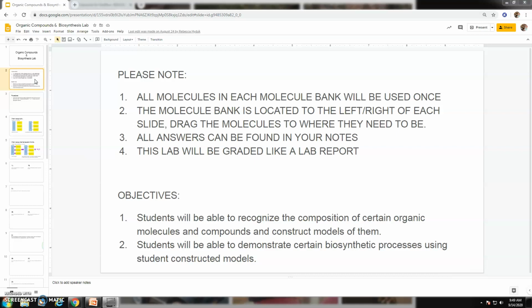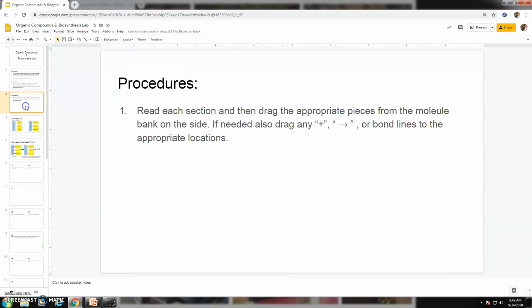Four, this lab will be graded like a lab report, so you will get a lab grade on this. Objectives: students will be able to recognize the composition of certain organic molecules and compounds and construct models of them. Students will be able to demonstrate certain biosynthetic processes using student-constructed models. Procedures: read each section and then drag the appropriate pieces from the molecule bank on the side. If needed, also drag any plus signs, arrows, or bond lines to the appropriate locations.